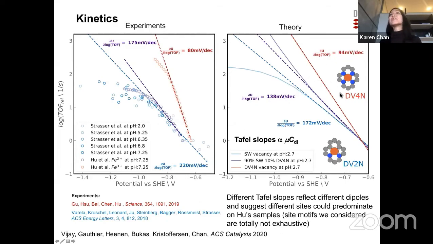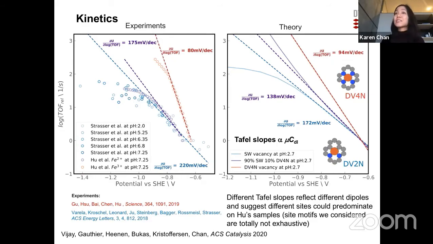And so these are theoretical curves for different sites, and so we can see that they have different Tafel slopes. And what we see experimentally is that different groups report different Tafel slopes. And so perhaps something like this is at play, but what I want to emphasize here is this is not assigning a given site to a given catalyst, because of course we have not considered exhaustively the number of different site motifs that can be possible.